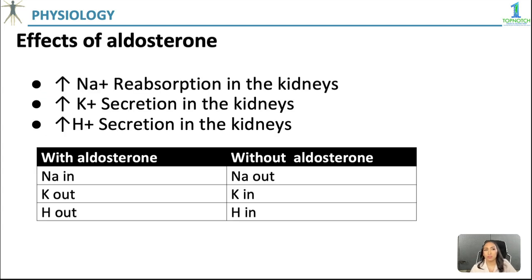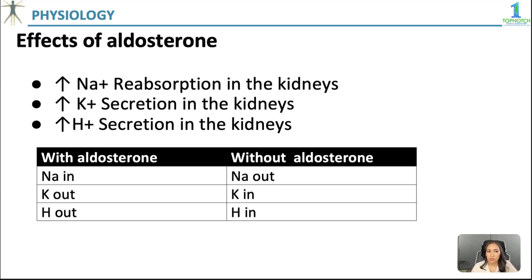Now, ano bang effect ng aldosterone? So, aldosterone increases sodium reabsorption in the kidneys, and it increases potassium secretion in the kidneys, and H secretion also. So, kung may aldosterone, sodium is inside the blood. More sodium from the kidneys going to the blood. Tapos, ang kapalit ng sodium, potassium. So, sodium in, potassium out, H out. So, kung walang aldosterone, baligtarin mo lang yon. Sodium out, potassium in, and hydrogen in.